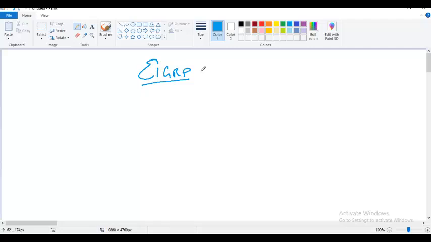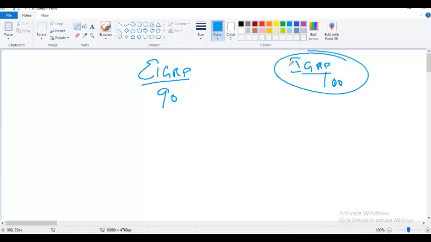Very nice. See, IGRP administrative distance is 100. It is not EIGRP, IGRP. EIGRP's administrative distance is 90. This is the older version. This is no more available in many devices.